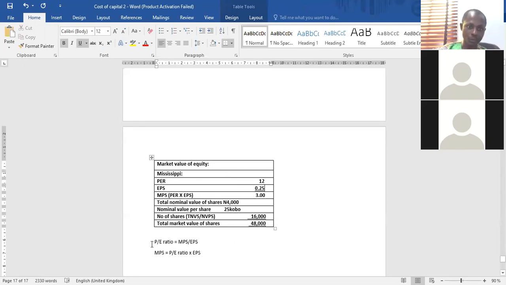Okay. So we can continue now. Mississippi will be 12 times 0.25 times 4.